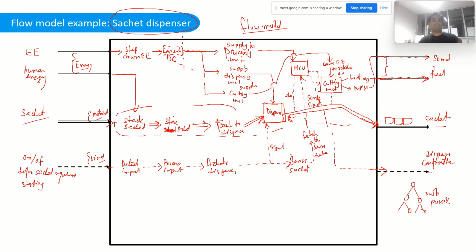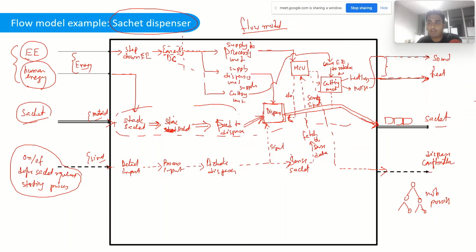Okay, so this was what we discussed in live session 7, how a flow model can be created for a sachet dispenser. We have electrical energy and human energy as input energy. As a material we have sachets, and as a signal we have the user commands like on/off, define sachet requirements, or starting a process. So all those are three types of input flows that we are supplying to this particular black box.